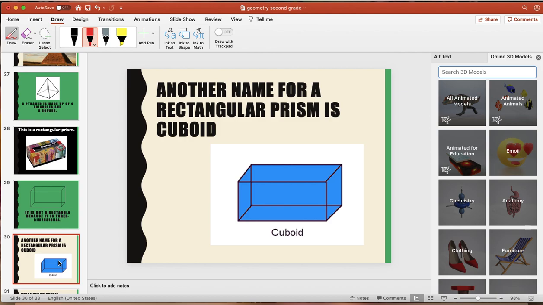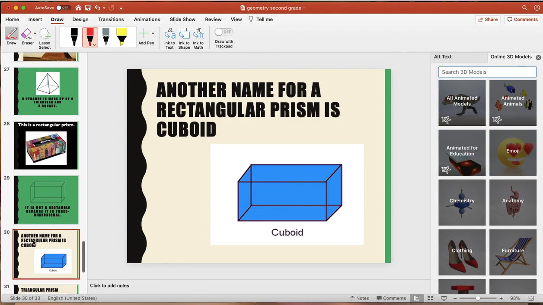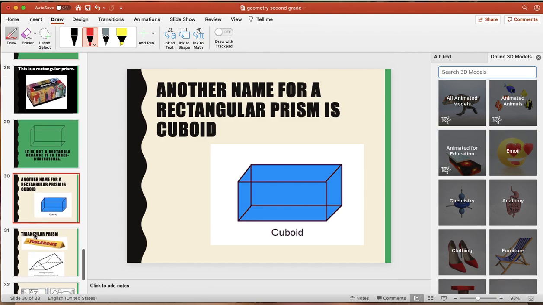Another name for a rectangular prism is a cuboid. So just another thing to remember, a cuboid is also another name for a rectangular prism.